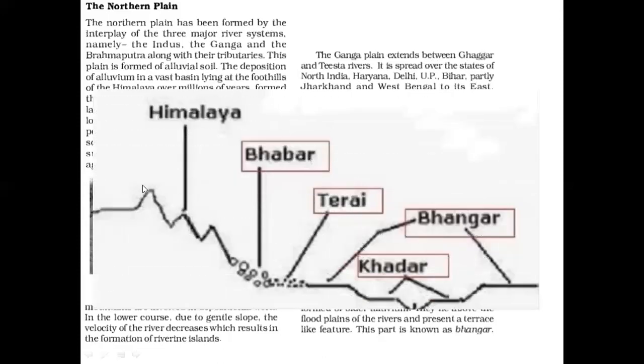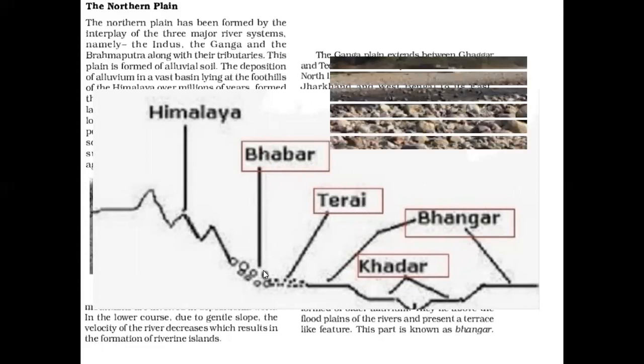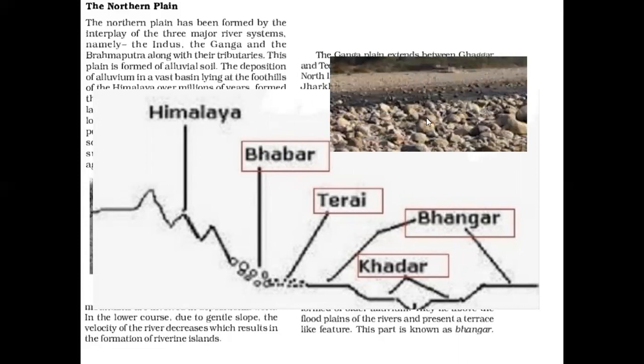Here you can see that these are the Himalayas and this is Bhabar. It looks like this, where all the rivers disappear and it again appears in the Tarai region. We have Bhangar, the oldest alluvial, and we have the calcareous deposits over here. It is not that much fertile, and this is the new soil, Khadar, and it is very good for cultivation.